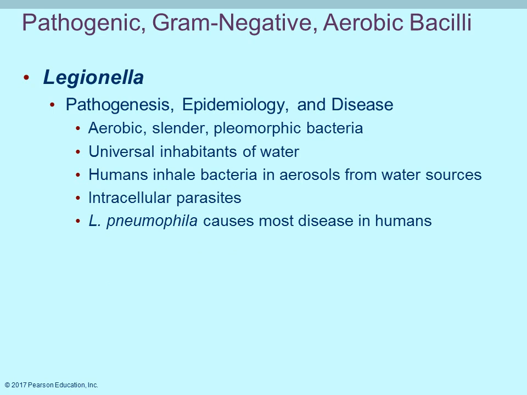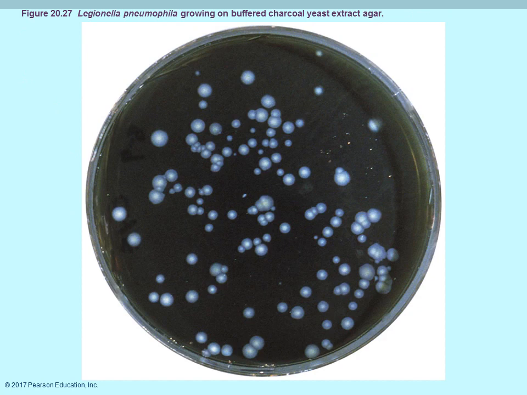Legionella, this pleomorphic bacteria, once again, meaning it has multiple shapes, is commonly found in water. Humans become infected with it when they inhale from the water source, creating an aerosol, and it gets in the air and you inhale it. Legionella pneumophila is the most common one. This is what it looks like growing on specialized charcoal yeast extract agar.